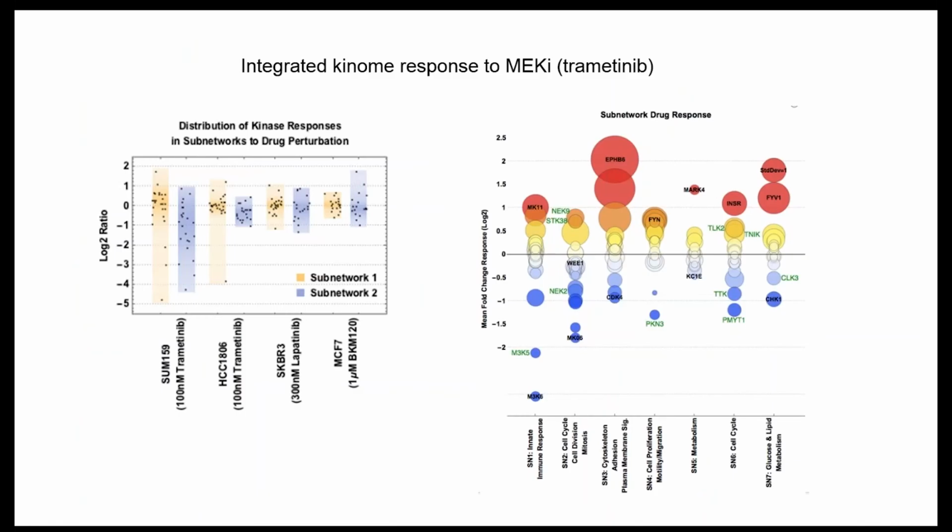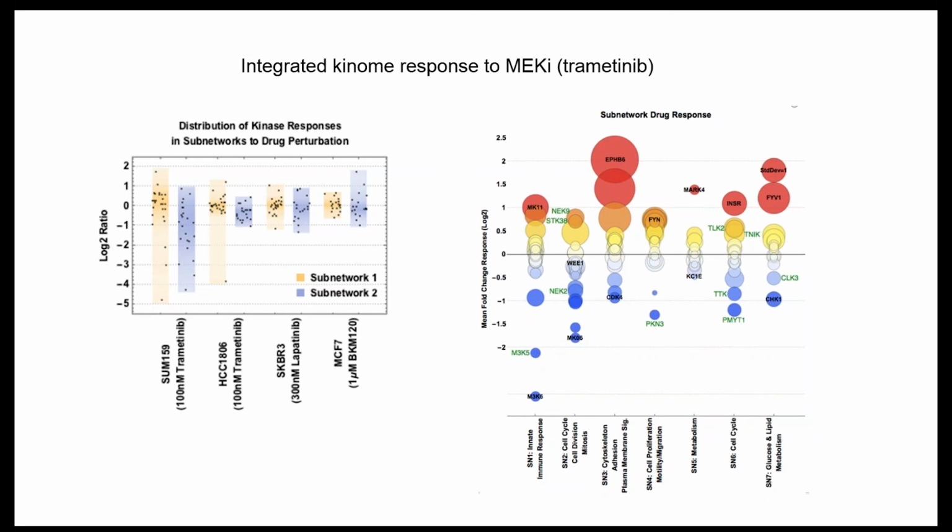And then we can take this to the level of what my lab is really interested in, which is drug response. And here, trametinib is an FDA-approved MEK inhibitor for melanoma, but characterized in clinical trials for many different tumors. And you can take these subnetworks that you see on the left, and each one of these dots is for subnetwork 1 or subnetwork 2. Subnetwork 1 is an immune response, an innate immune response in terms of cytokine production. Subnetwork 2 is cell cycle.